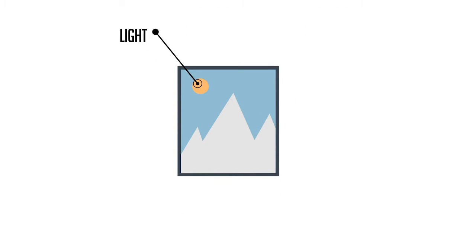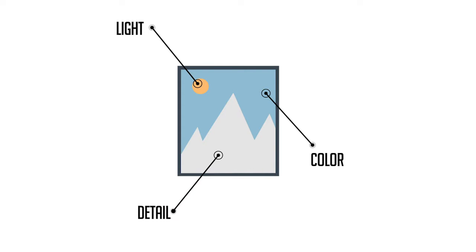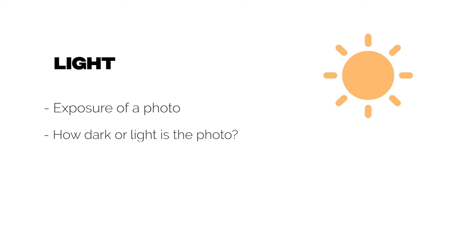So there's three things that digitally comprise a photo: light, color, and detail. I'm not going to be talking about these things in a scientific lens. I'm going to be talking about these three things in an editing lens. So light, in accordance to editing, is just the exposure of a photo, right? So the highlighted areas and the dark areas and the overall exposure of the image, regardless of color, right?